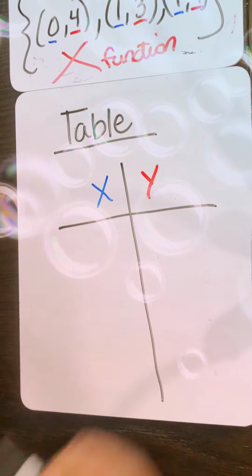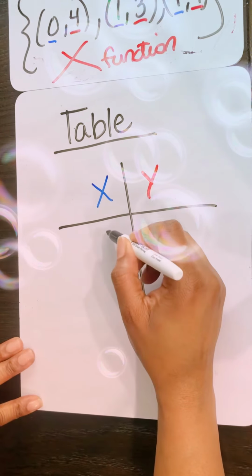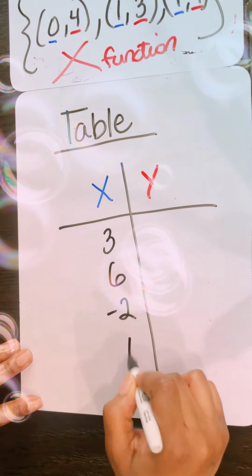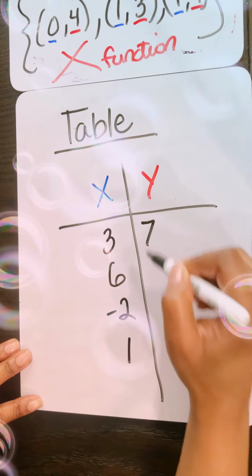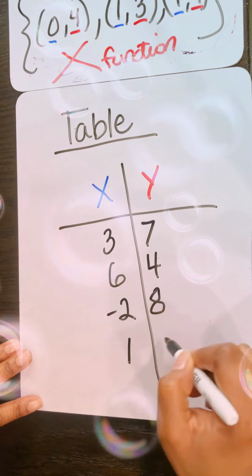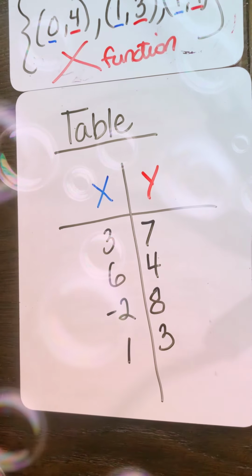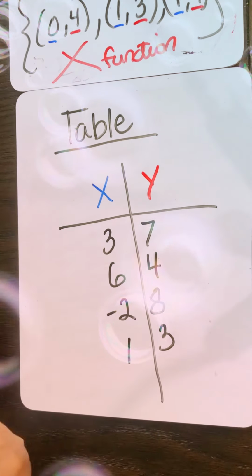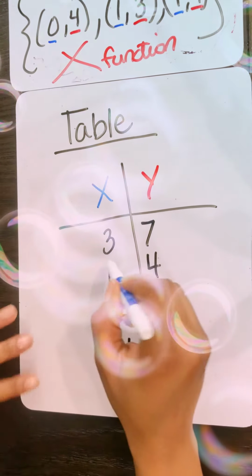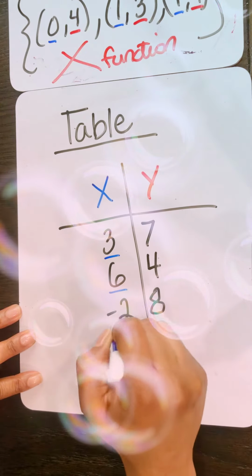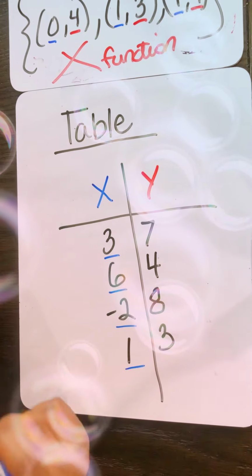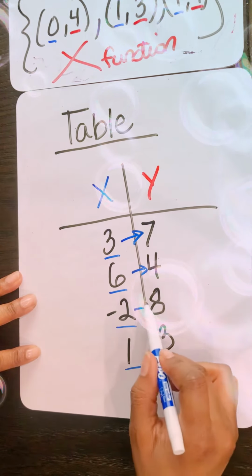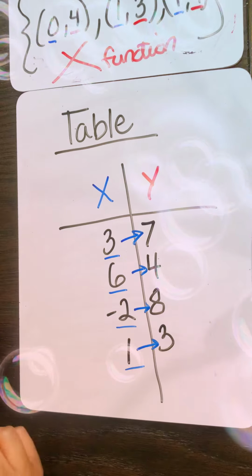So if I were to write out all of my inputs, let's say I've got 3, 6, -2, and 1. And then I've got the outputs 7, 4, 8, and 3. Again, in order to tell if this is a function, we have to check to see if all our inputs have one unique output. So 3 can only go with 7, 6 can only go with 4, -2 can only go with 8, and 1 can only go with 3.